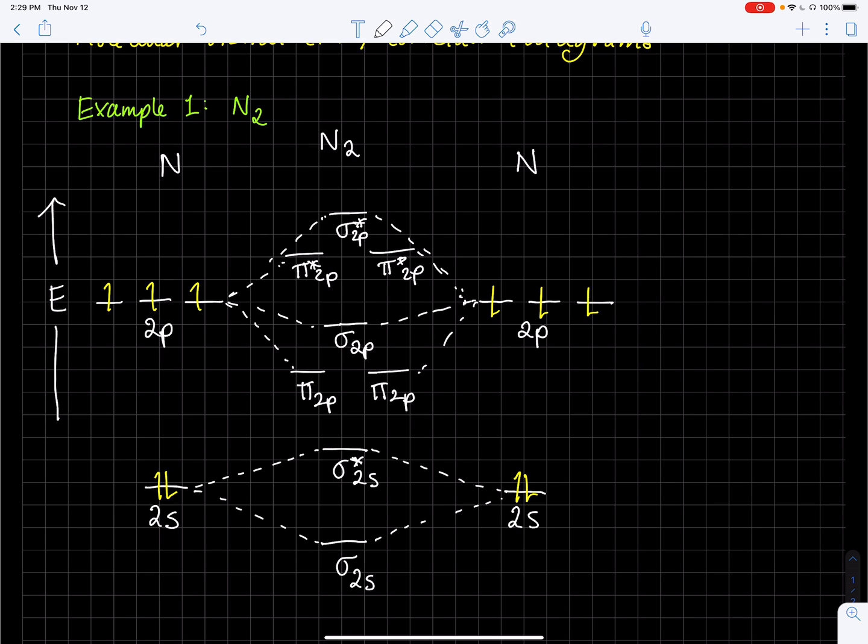All right, so that's what a correlation diagram looks like. And I just want to reassure you that we don't expect you to produce these energy levels in the middle on your own. They'll be given to you, but you'll get used to seeing them.